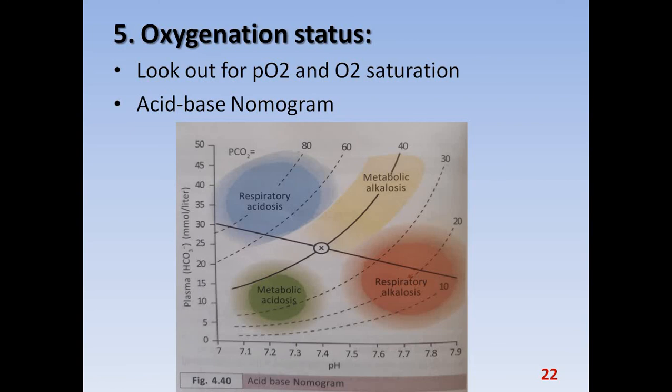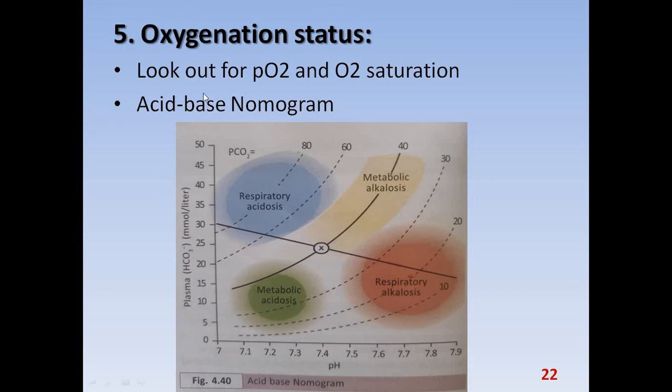We have to look out for PCO2 and we have to look out for oxygen saturation. Normal oxygen saturation should be within 95 to 100. And oxygen saturation also can be measured using a pulse oximeter, which is an easy non-invasive technique to find out the oxygen saturation.